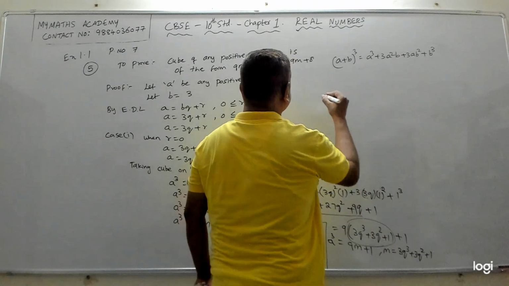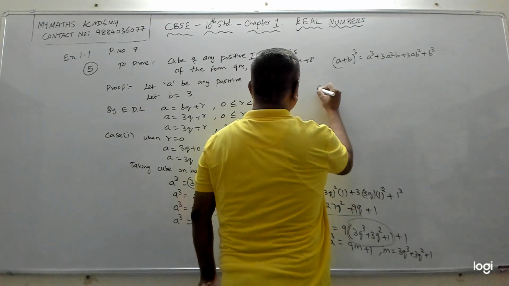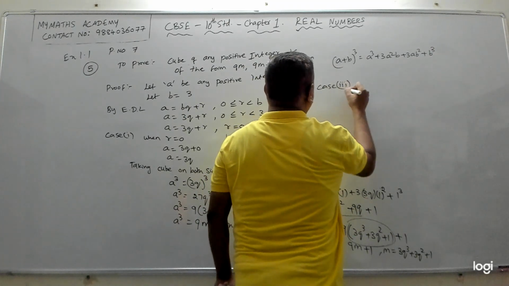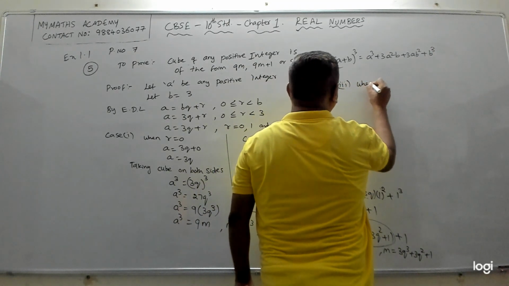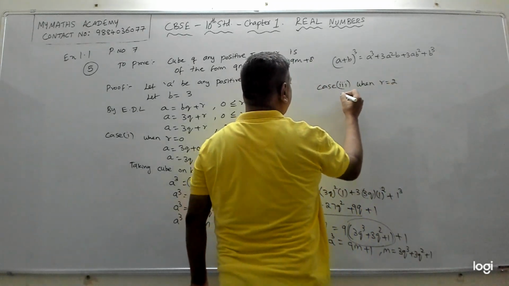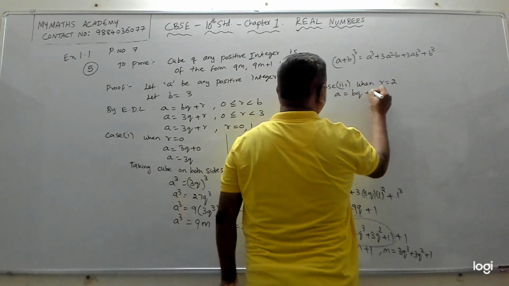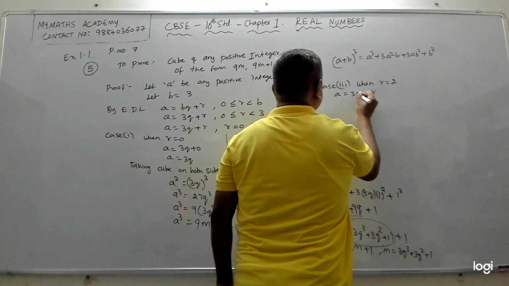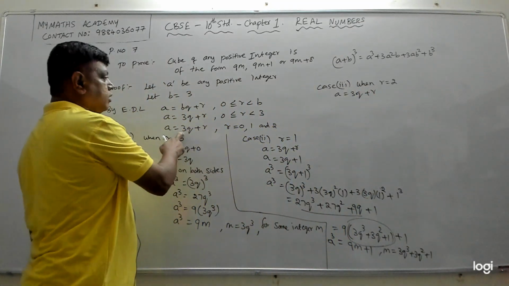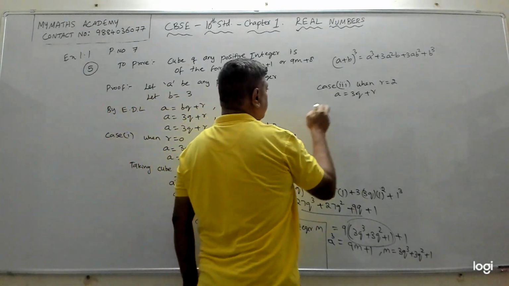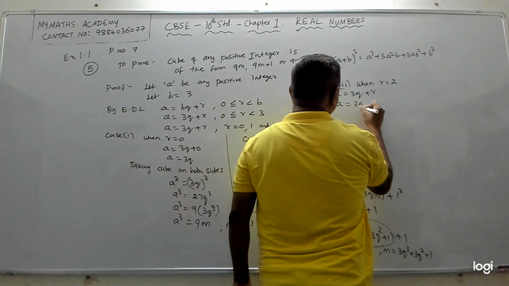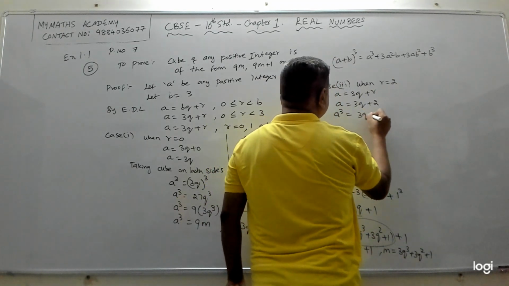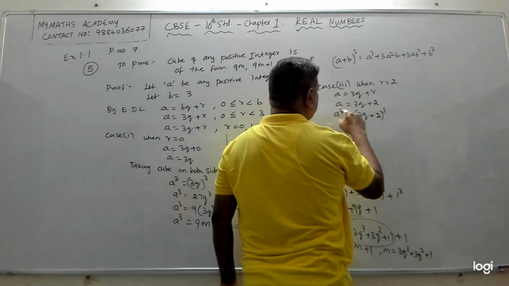Now next case, I am writing here case 3. Case 3 is when r is equal to 2. What happens? a is 3q plus r. Let us go back to this. Here we should substitute r is equal to 2. Then a is equal to 3q plus 2 because r is 2. Now we have to cube both sides. Then it becomes 3q plus 2 the whole cube. We are cubing both sides.